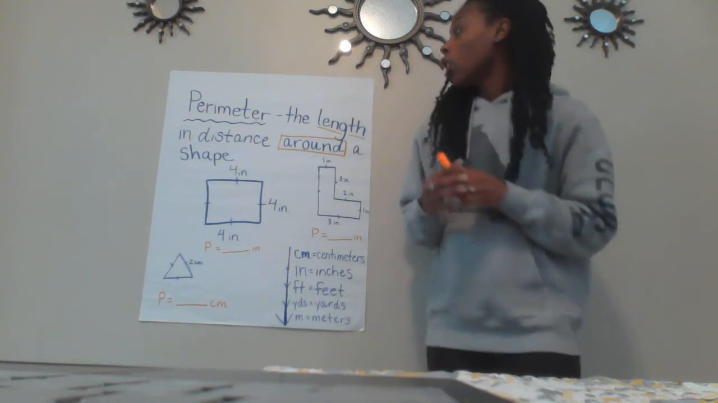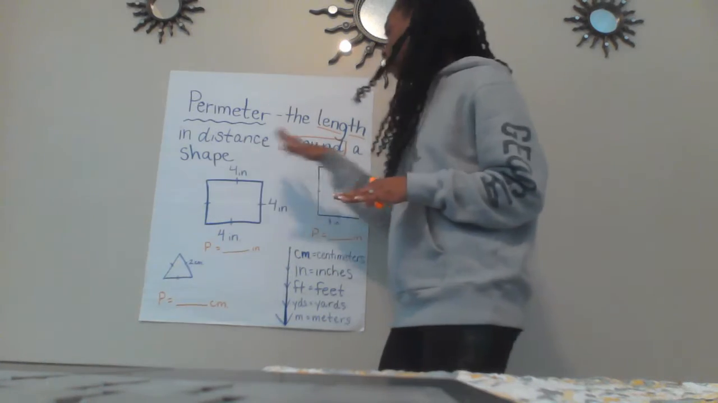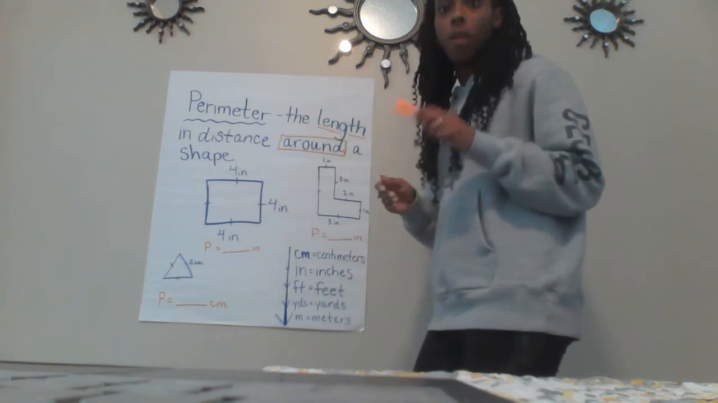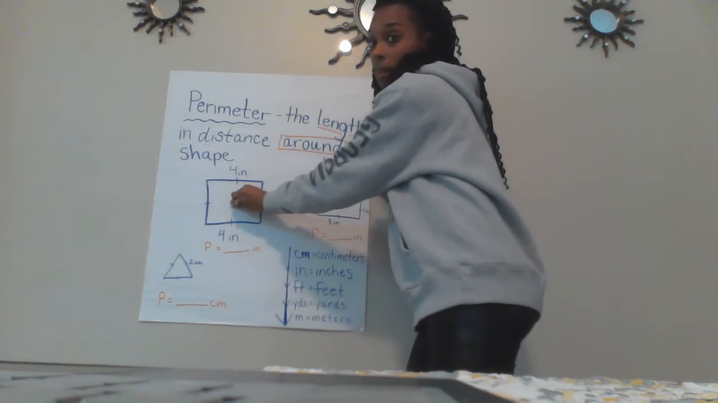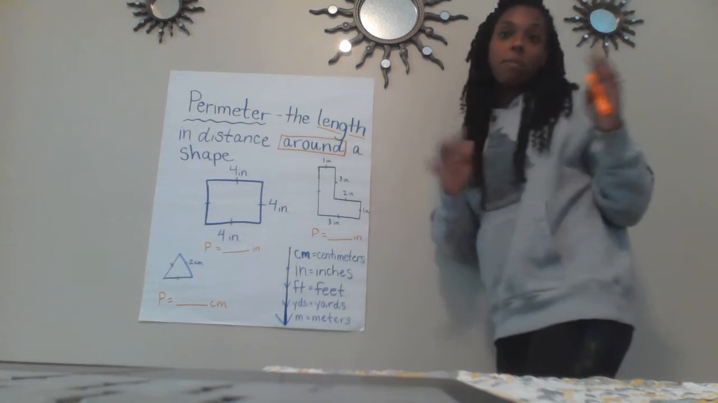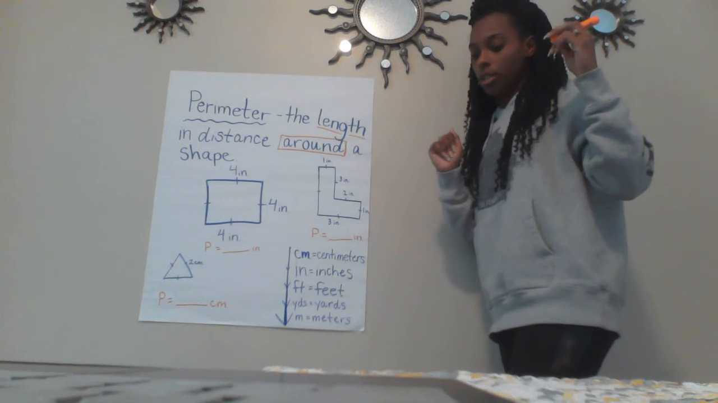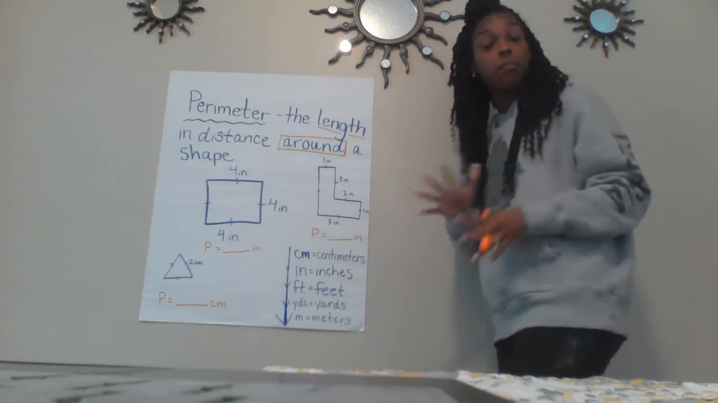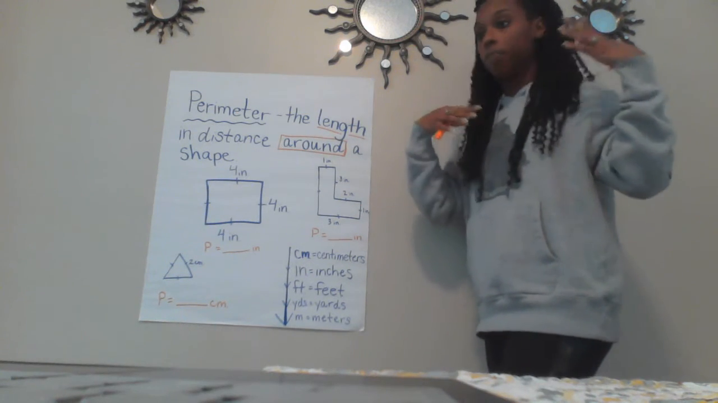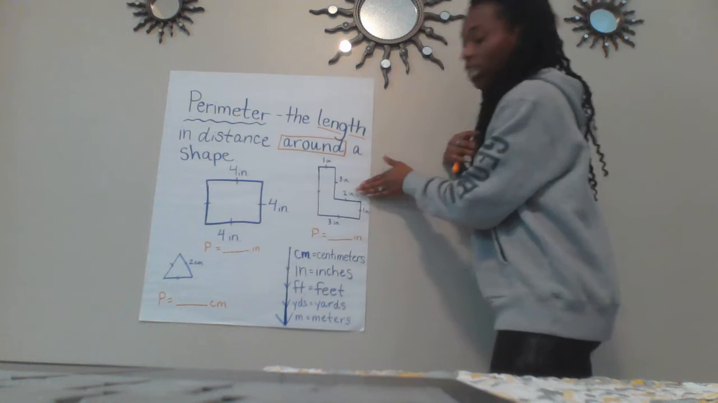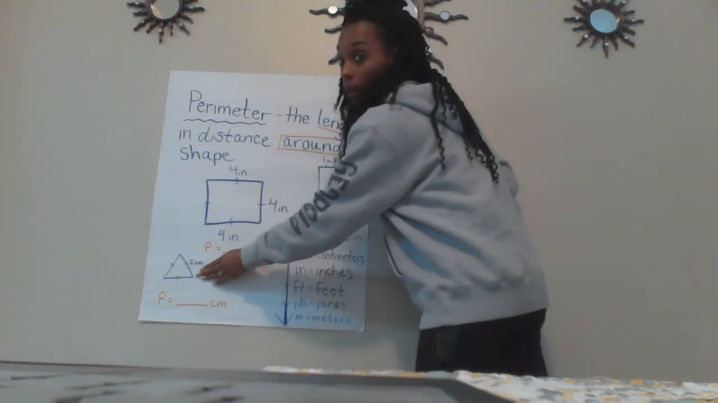Okay? So perimeter, as we all know, is the length and distance around a shape. Remember, perimeter is the outside measurement and area is the inside measurement of a shape. And they can be basic shapes, or they can be irregular shapes. So it could be something as simple as a rectangle, but it can also be something like this, which would be categorized as an irregular shape. This is a regular shape. This is also a regular shape.